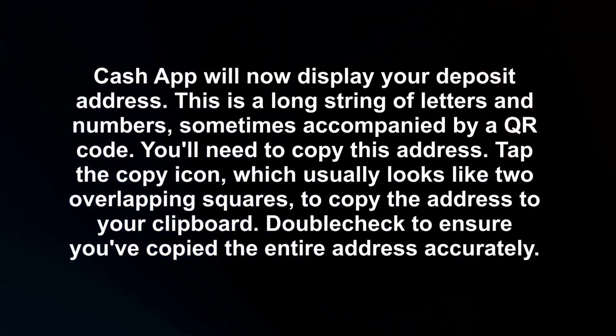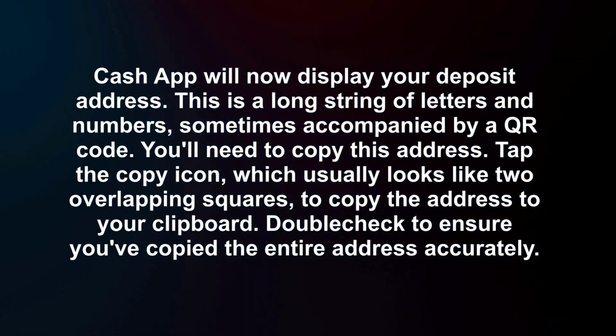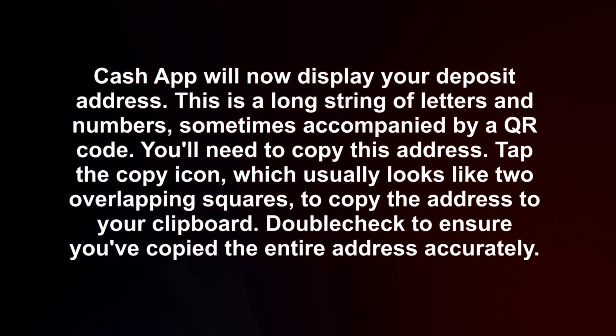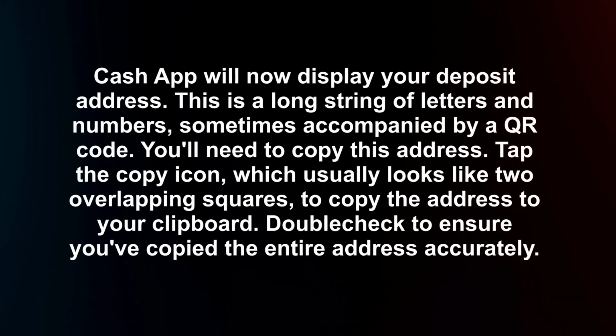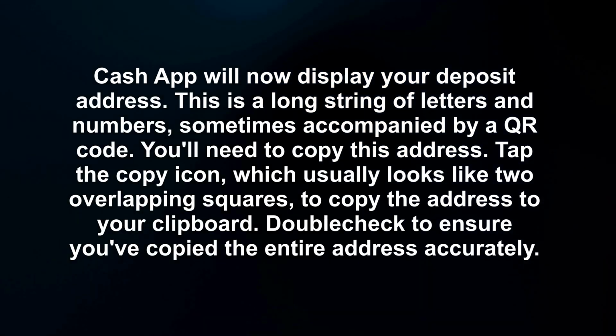Cash App will now display your deposit address. This is a long string of letters and numbers, sometimes accompanied by a QR code. You'll need to copy this address. Tap the copy icon, which usually looks like two overlapping squares, to copy the address to your clipboard. Double-check to ensure you've copied the entire address accurately.